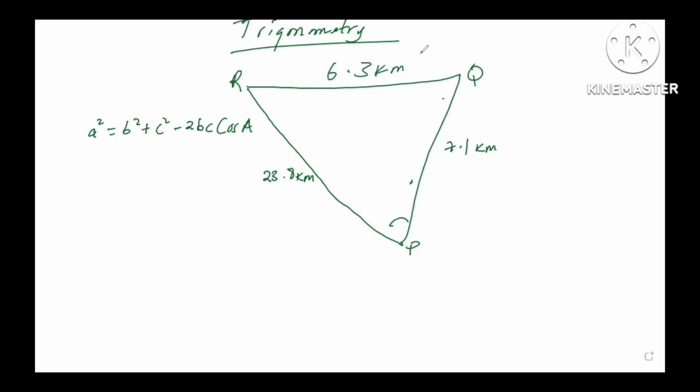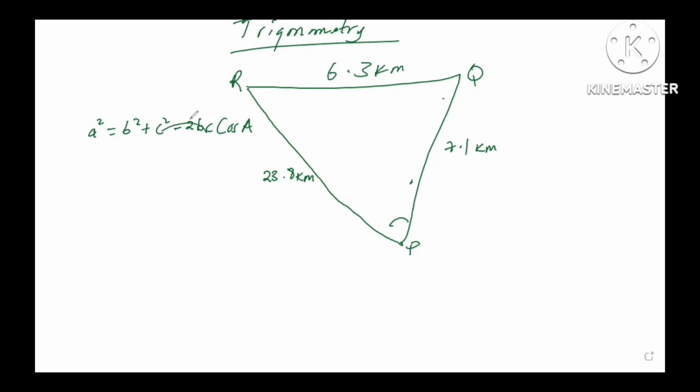Okay. So let's assume the other side RQ is, we can assume maybe it is 6.3 kilometers. So sometimes you may find a question like this. So you still use the cosine rule. So how do you use that cosine rule? You just make cos A the subject of the formula, right? From this formula that we have.